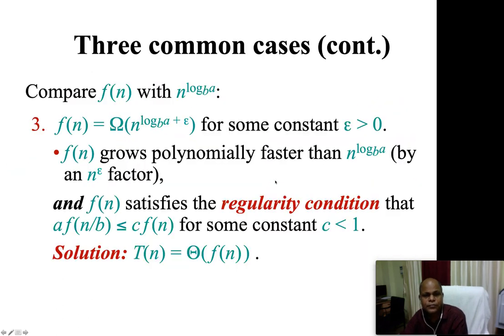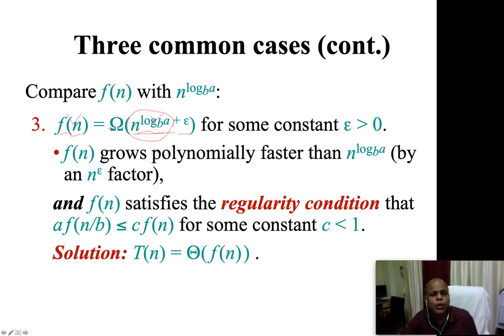Okay, now the third case. What is happening in the third case? If your Fn is omega of n to the power log a base b plus epsilon, which one is going faster? In this case, omega provides a lower bound. That means Fn is going faster than the leaves.